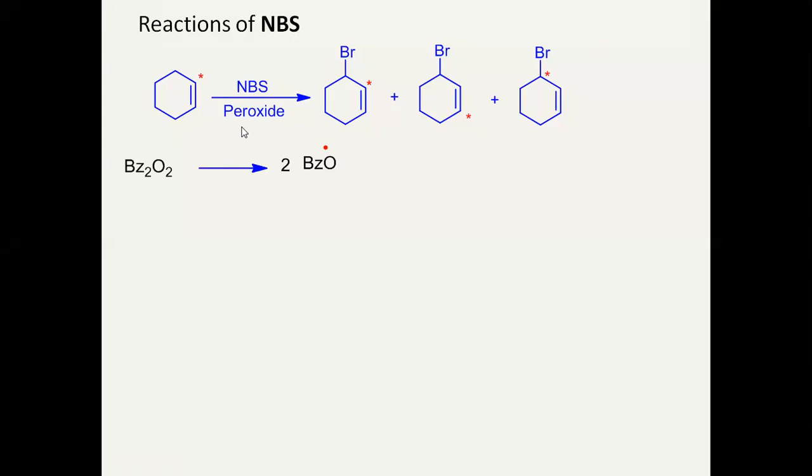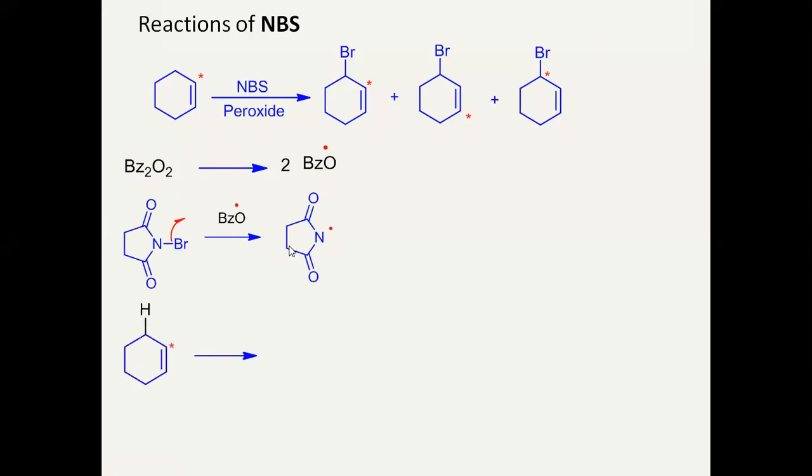First of all, this peroxide, generally we use benzoyl peroxide, undergoes homolytic cleavage to initiate the reaction. This initiator will form, and that initiator would react with NBS, and there is a removal of bromine. This succinimide reacts with this allylic hydrogen, and there is a generation of this particular radical, the allylic radical of cyclohexene. This allylic radical undergoes rearrangement like this.